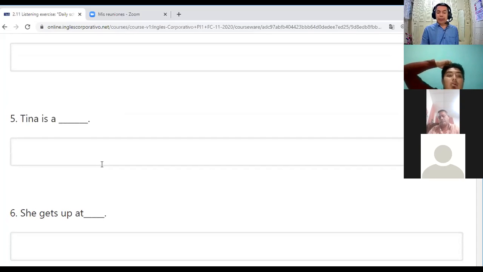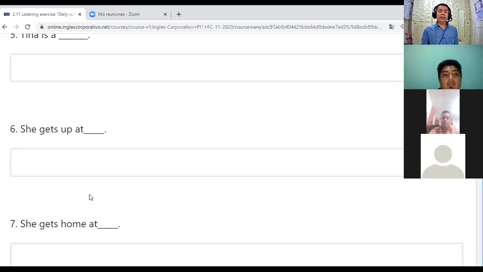Good. Como ustedes, ¿verdad? Después de esta clase van a abrazar a su osito y ya se van a dormir. So, aquí también, ¿a qué horas se van ellos a la cama? Tina. Tina is what? Occupation for Tina. She gets up at? ¿A qué hora se levanta, right?